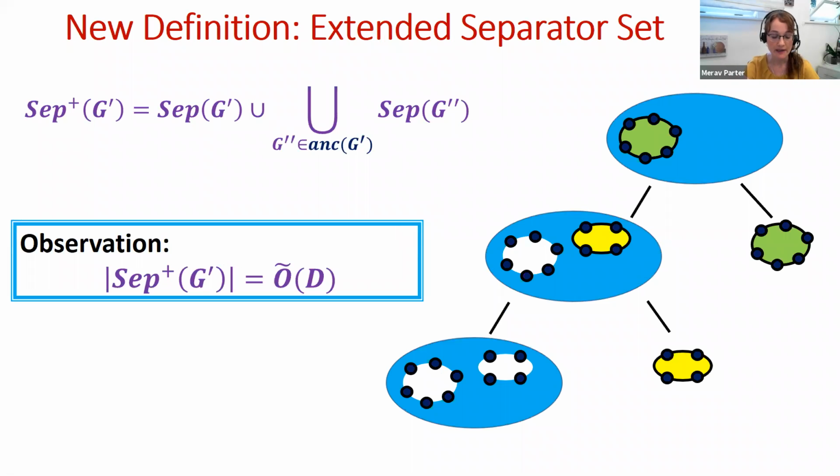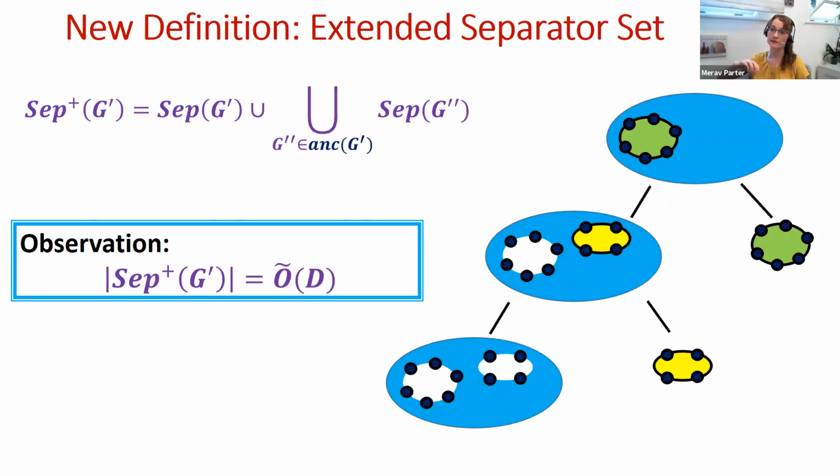Okay. So finally, before we proceed to the actual technical part, let me mention that usually, as I said, a key notion in algorithms in planar graphs is the separator. But for various technical reasons in this paper, we had to extend a bit this notion of a separator, and we defined the notion of extended separator set. So for a given subgraph G prime, for example, this guy, the extended separator set contains all the separator nodes of the subgraph, but in addition, it also contains the separator nodes of all its ancestor subgraphs.